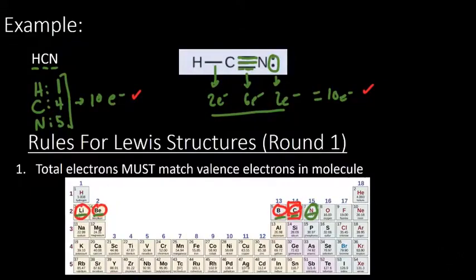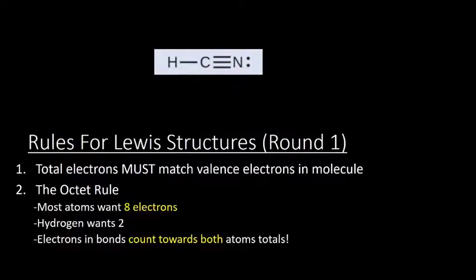Okay, that's rule 1. Rule 2, the octet rule. Very important rule. Most atoms want 8 electrons. Hydrogen turns out to want just 2, and so that's an important exception to that rule. And electrons in bonds count towards both atom totals because they're shared, and so we get to count them both directions. So what we want to make sure is that all of our atoms have 8 electrons, unless they're hydrogen, in which case they want 2. So let's double check that.